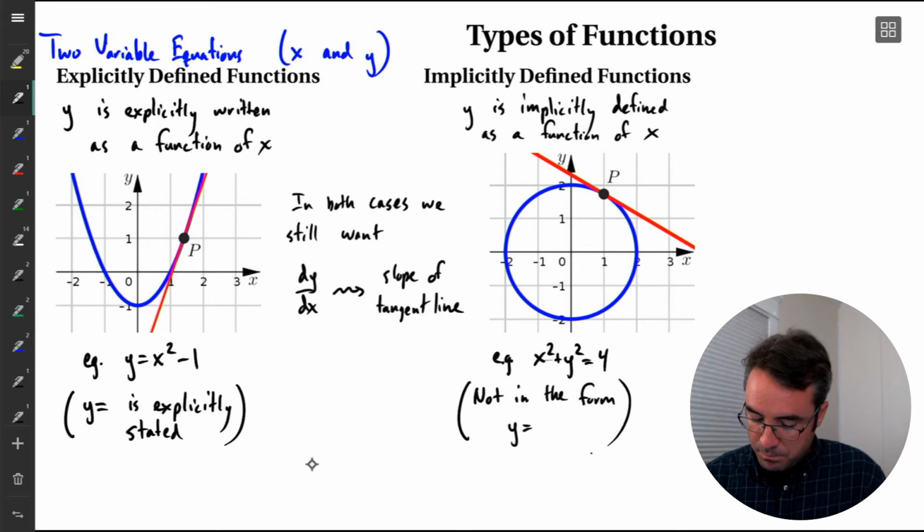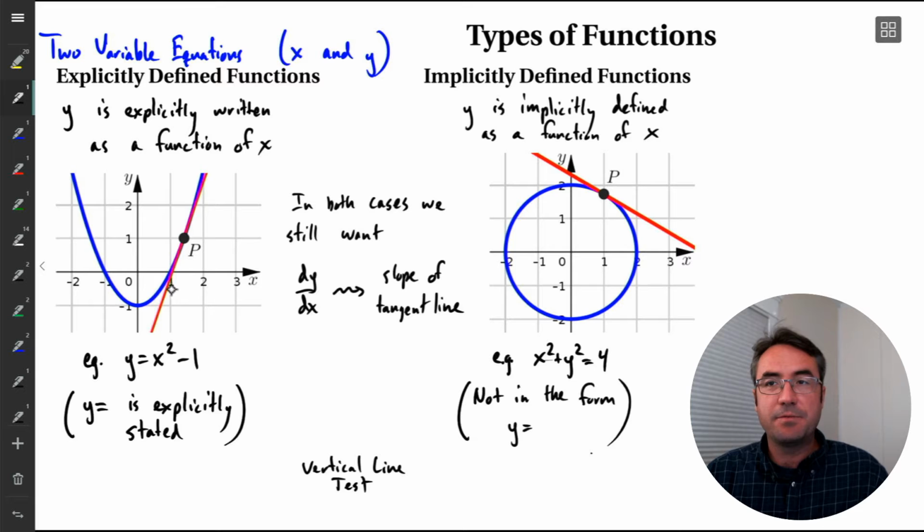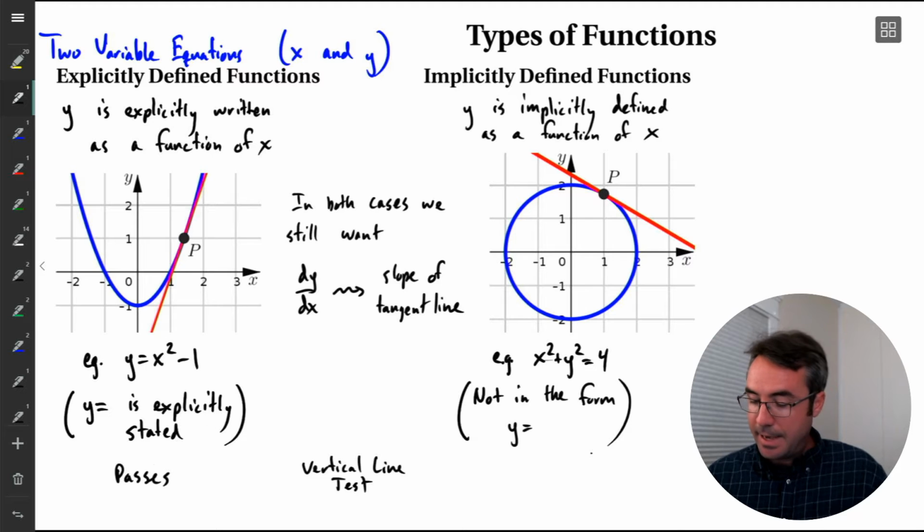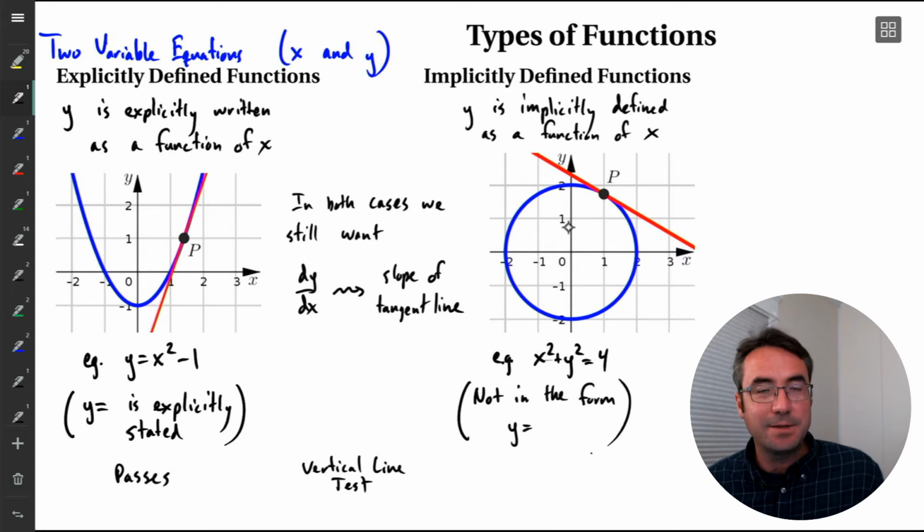There's more points on this curve than there actually could be for a function. So one thing to keep in mind is the vertical line test. An explicitly defined function is going to pass the vertical line test. And for this curve x squared plus y squared equal to 4, for y to actually be a function, we only consider part of the curve.